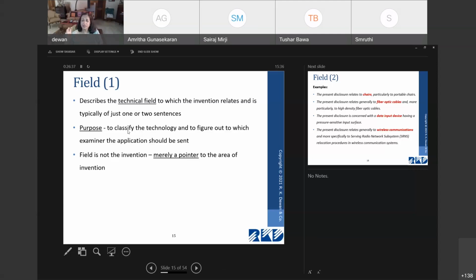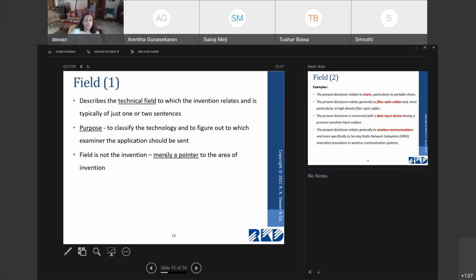This is an exercise which is to be done, and for this my field needs to be very clear. Based on that class, when the prosecution starts, the patent office has to figure out to which examiner the application should be sent, because all patent examiners are technically qualified people. It has to be examined by a person who is technically qualified in that domain. So this is the main purpose of the field.